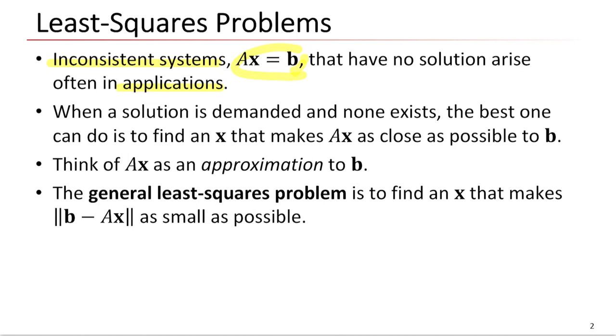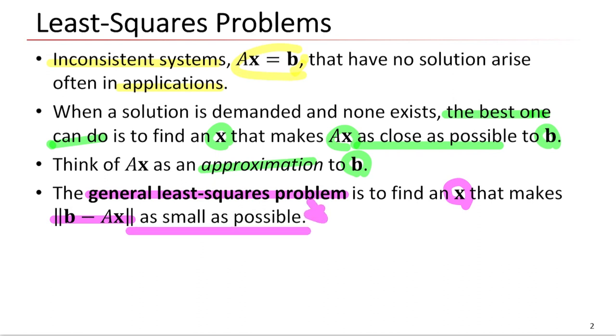So in this case, the best thing we can do is to find the vector x that makes Ax as close as possible to b, right? So let's think of Ax as approximating b. In this case, the general least squares problem is to find x that makes the length of b minus Ax as small as possible, right? As small as possible.